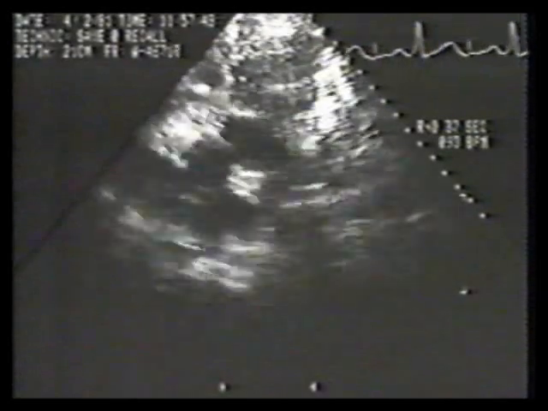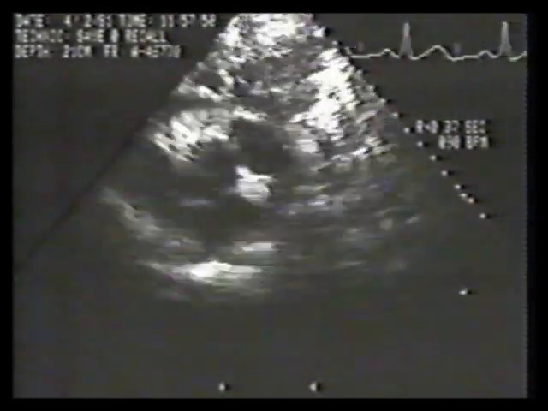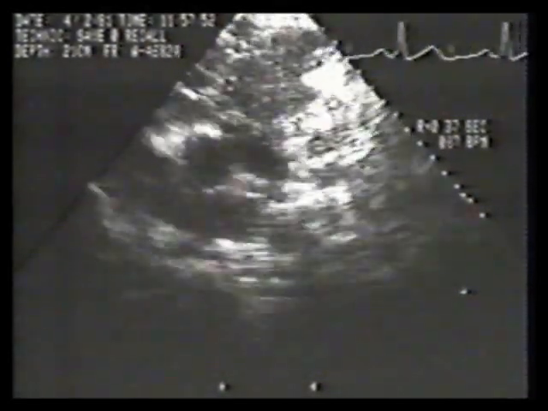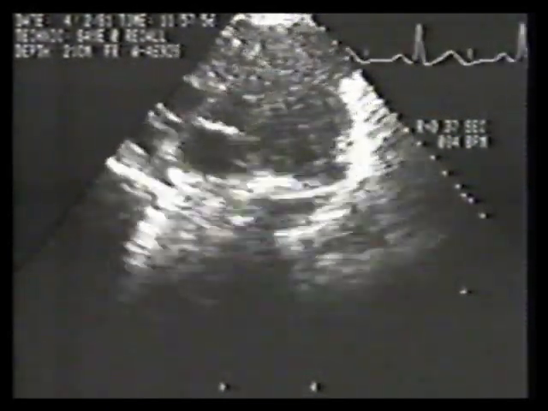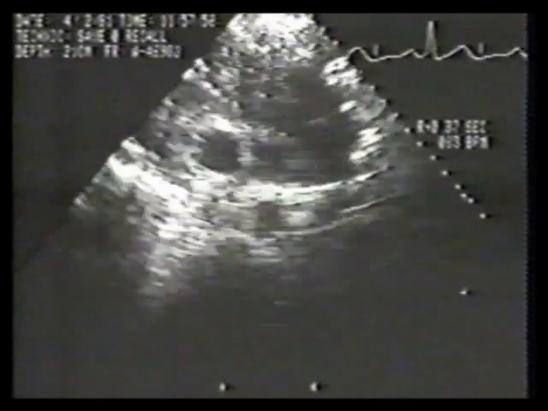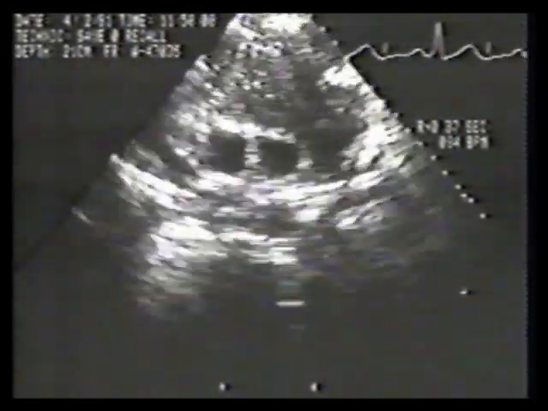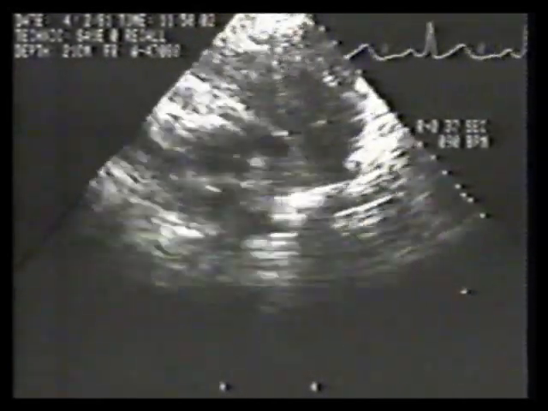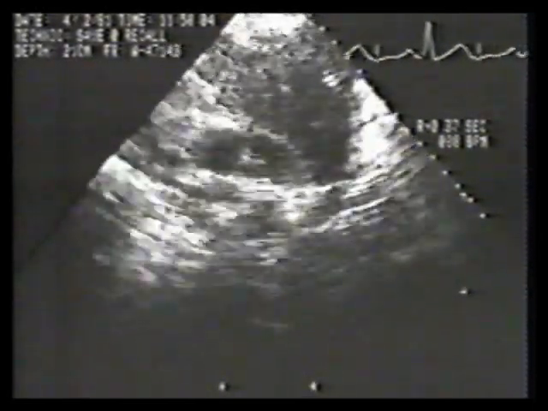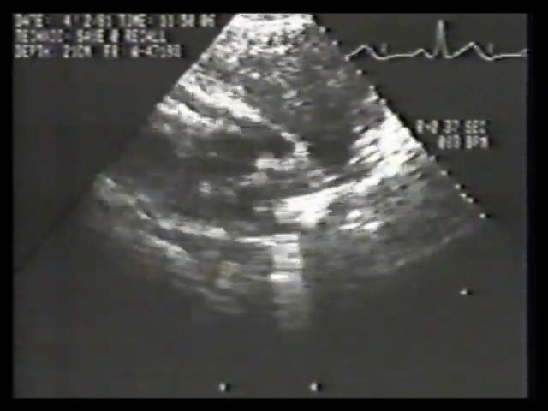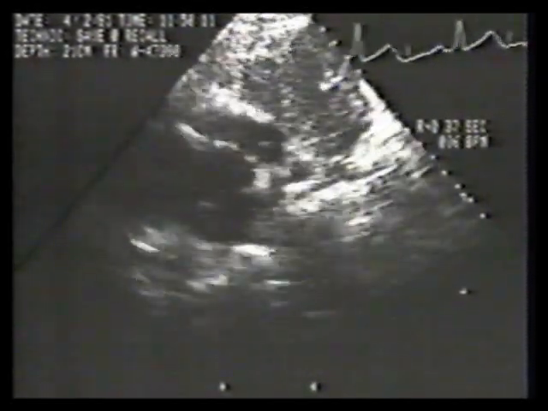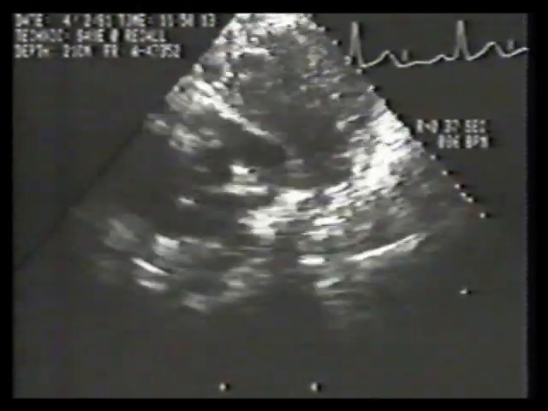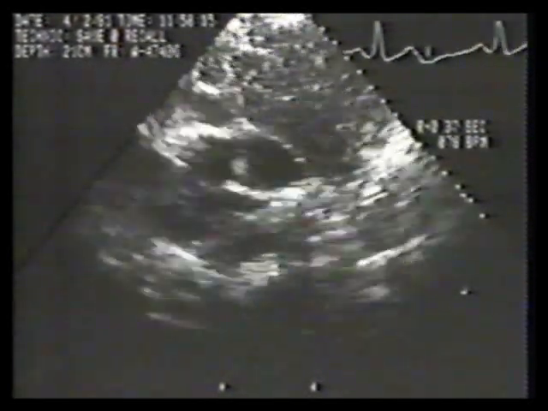Note that the mass is large enough to partially compromise the right ventricular outflow tract. In some situations, the tumor can, in fact, become large enough to compromise the pulmonary outflow tract, causing pulmonary stenosis. The anterior position of this tumor is very typical of a malignant lymphoma. Other more rare anterior mediastinal tumors would include the thymoma or other malignancies.